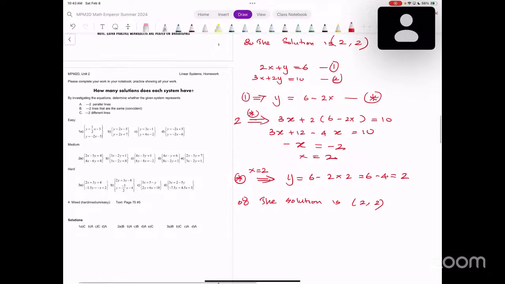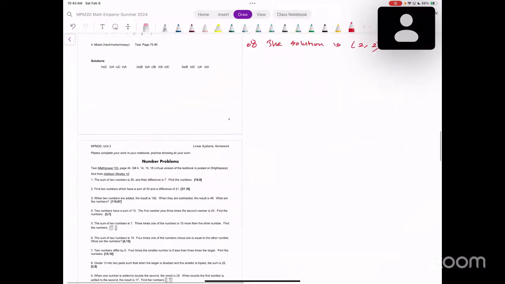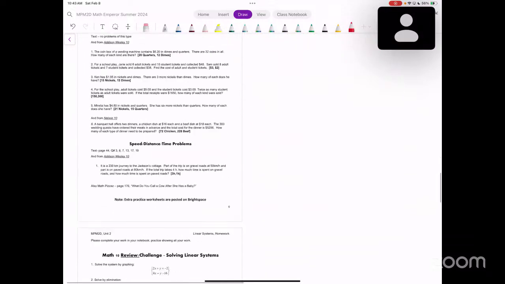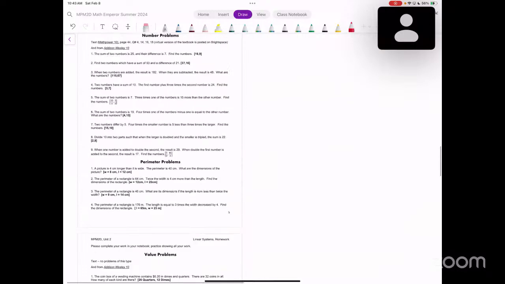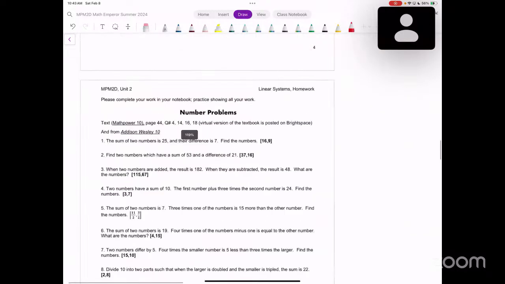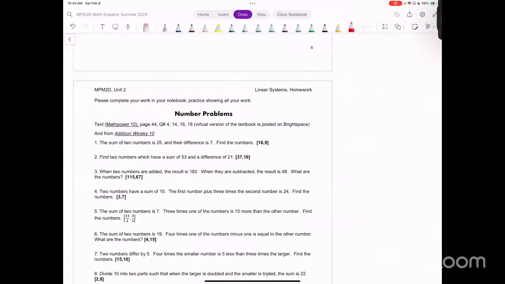So what I'm going to do now, we're going to go back to some word problems to see if you are able to solve the word problem using what we learned. So let's go back to a simple example. The sum of two numbers is 25. Their difference is 7. Find the numbers.